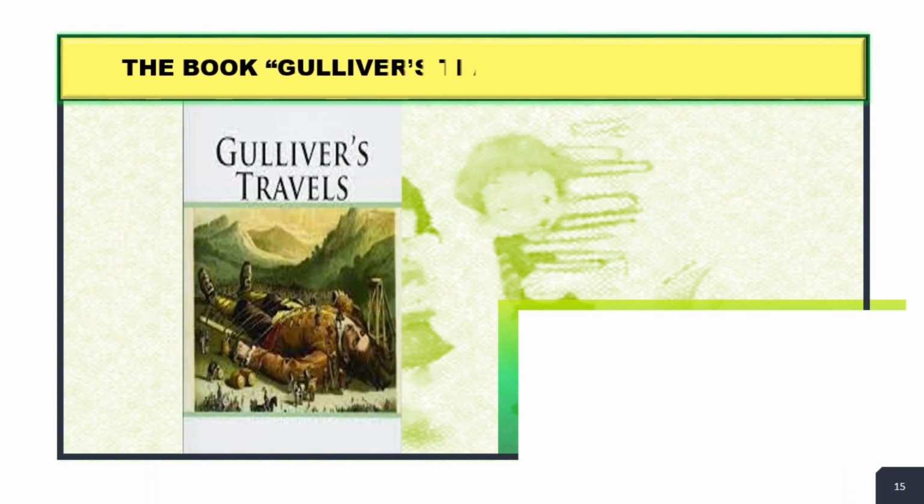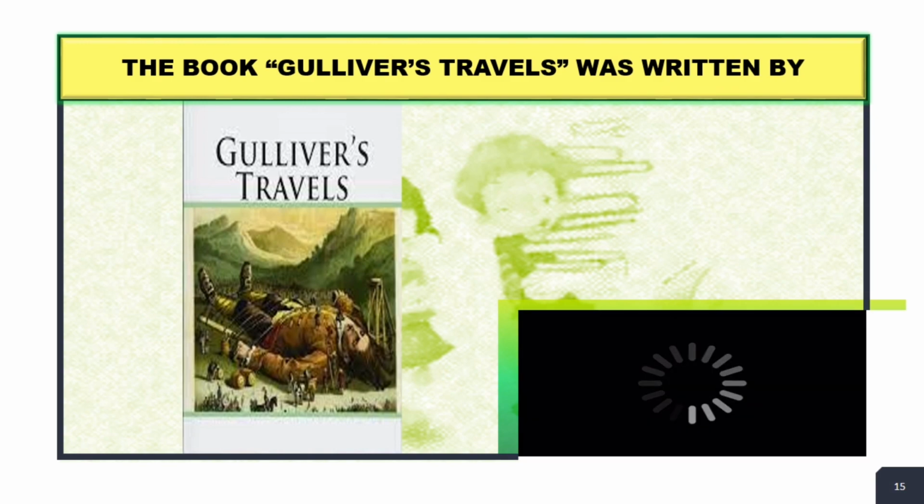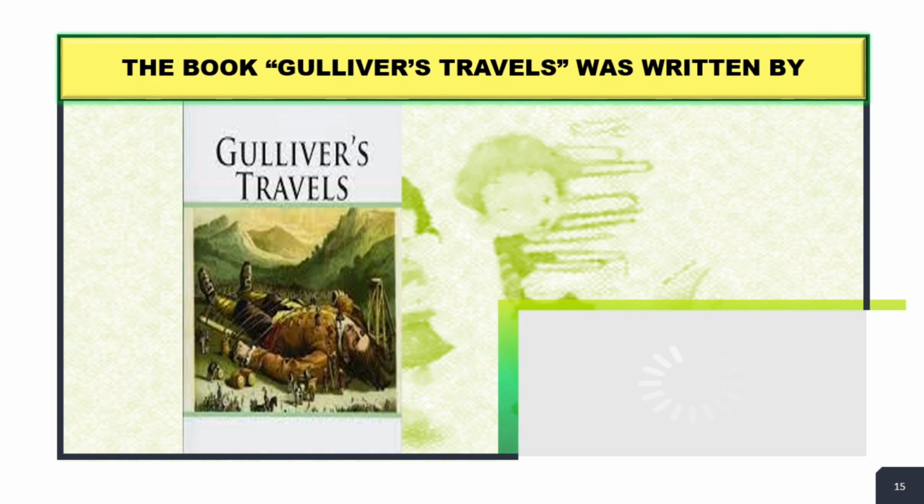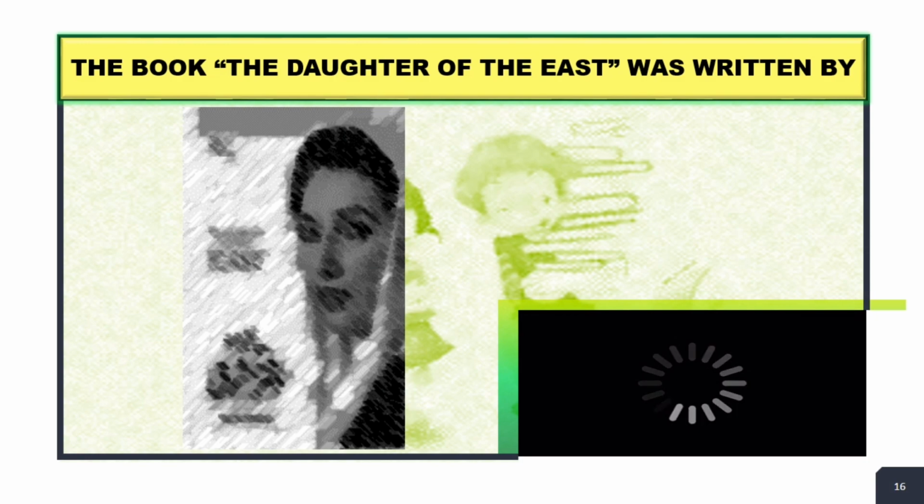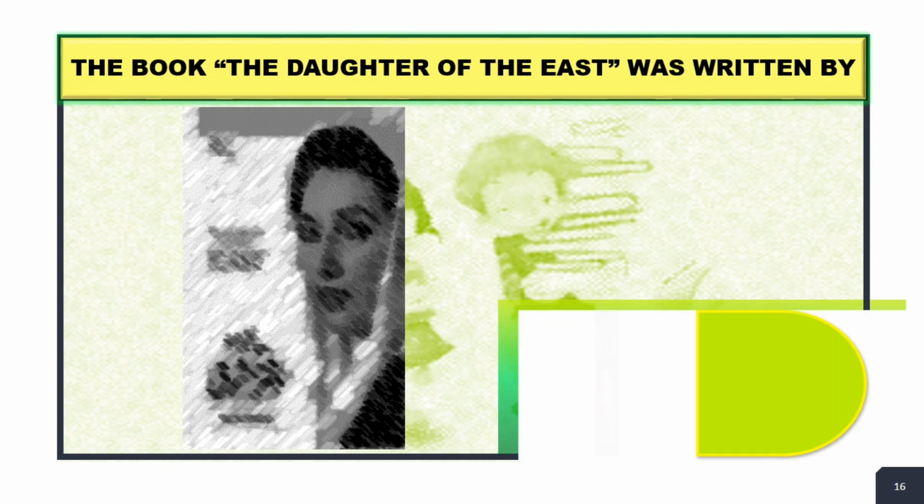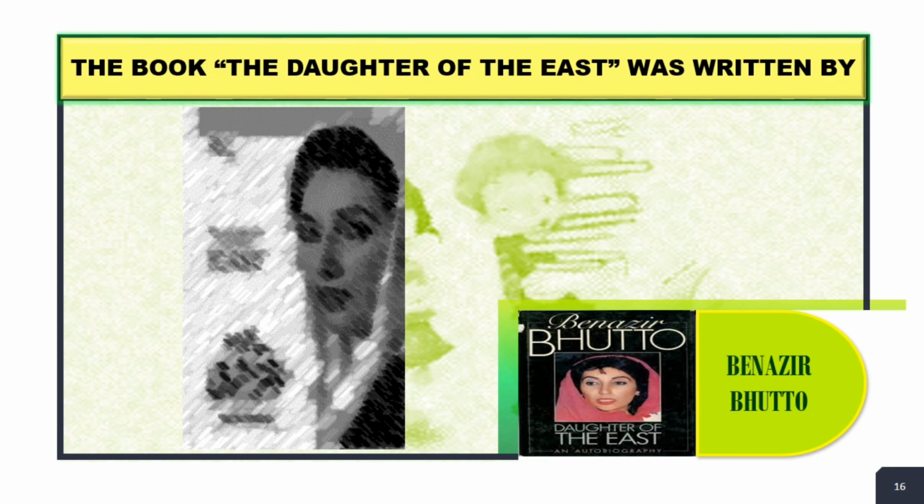Number 15. The book Gulliver's Travels was written by? The answer, Jonathan Swift. Number 16. The book, The Daughter of the East, was written by? Answer, Benazir Bhutto.